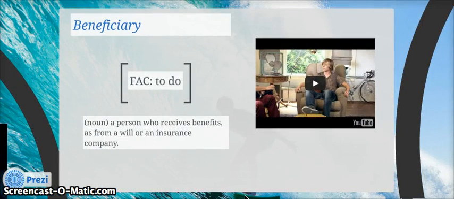Beneficiary, noun, a person who receives payment, a person who receives benefits, as from a will or an insurance policy. He was the beneficiary of his father's will. So be careful. This kind of sounds like benefactor because they both are people, right? And there's money involved. But a benefactor is someone who gives, right? They give help or financial assistance. A beneficiary is the person who receives benefits. They get money from a will or an insurance policy.